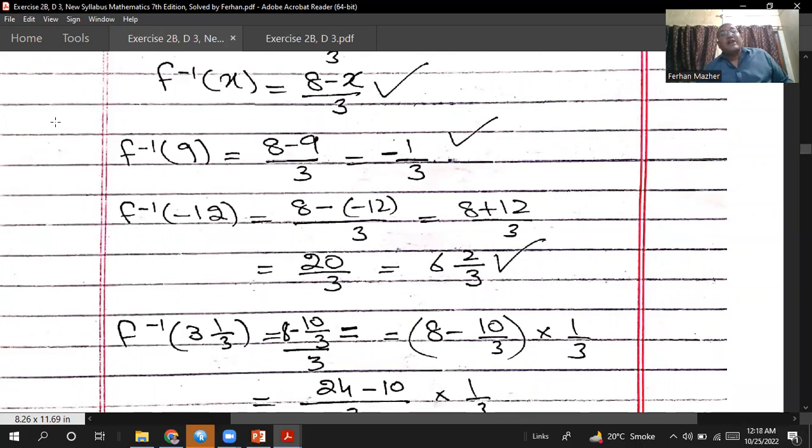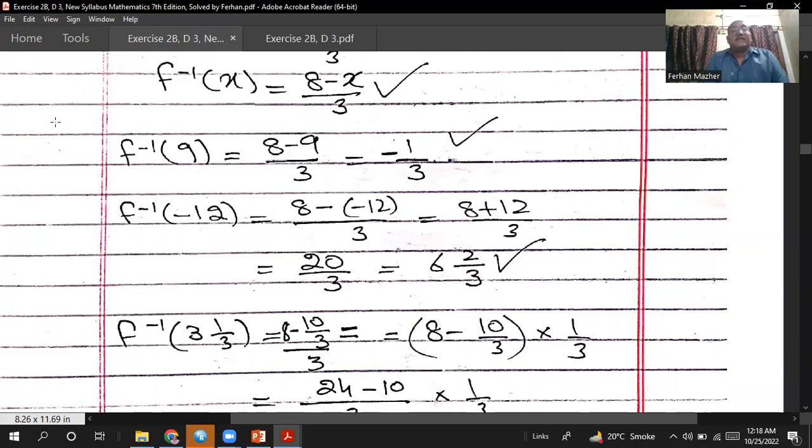So that will be minus 1 by 3. Then they want me to find out f inverse of minus 12. So it will be 8 minus minus 12, the whole thing divided by 3. So it will be 8 plus 12, the whole thing divided by 3. It will be 20 by 3, and that will be 6 whole 2 by 3.